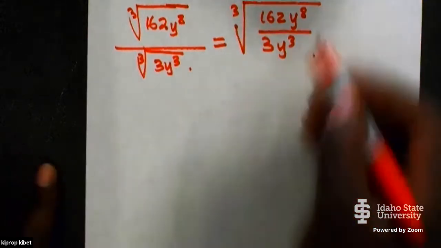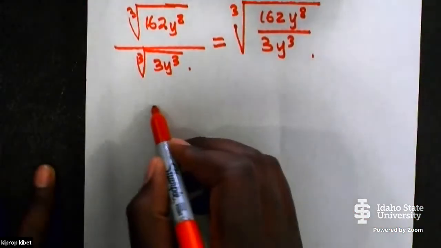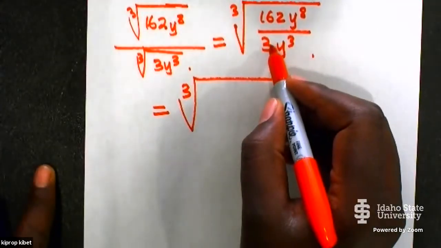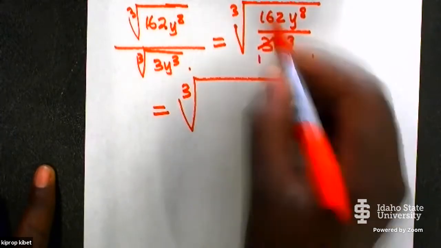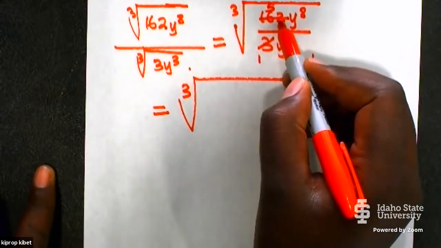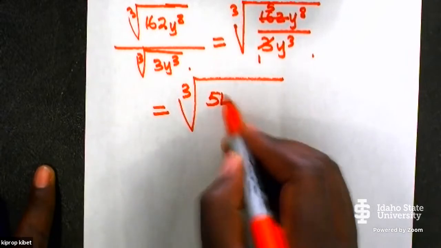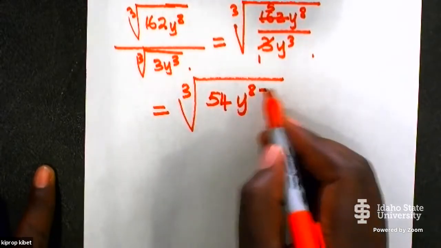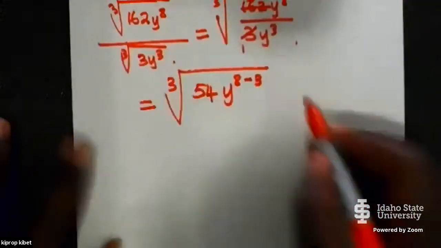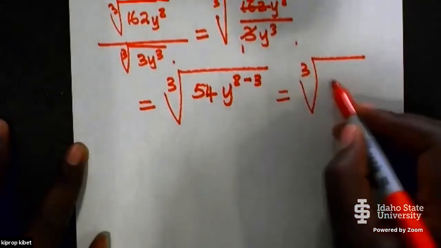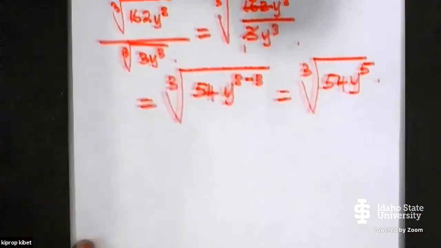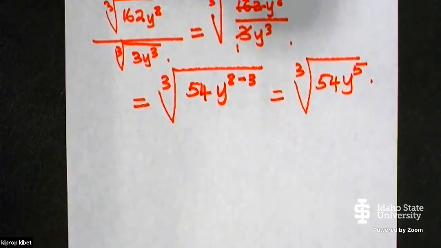So it's similar to the one which we did. So now you simplify. So it is equals to the cube root of, if you divide 162 by 3, you get 54, right? So 54, and then y raised to 8 minus 3. So what do you get? So the cube root of 54 y raised to what? Y raised to 5. 54 y raised to 5.